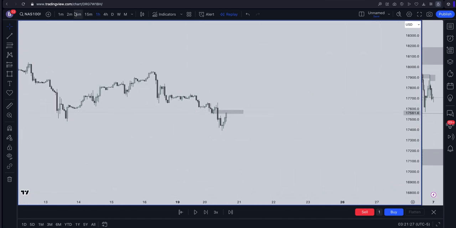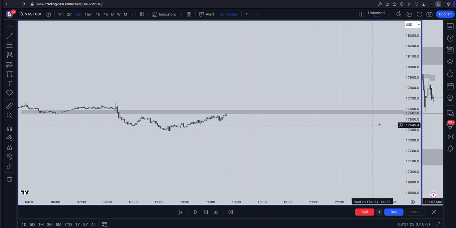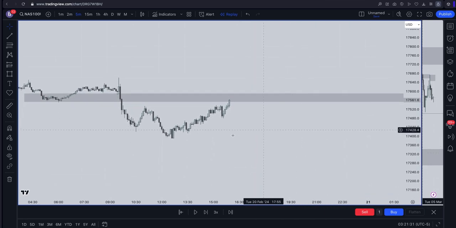Then you go on 5 minutes and wait for confirmation. Let me see what time this actually happened. Okay, this was during New York. When did the New York section start? Okay, this was the closing time also. So this was a breaker here and lined up with a fair value gap.